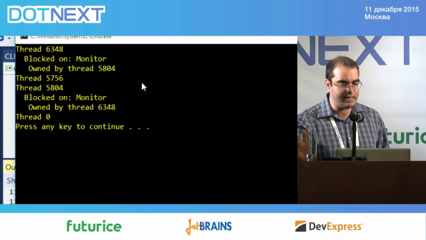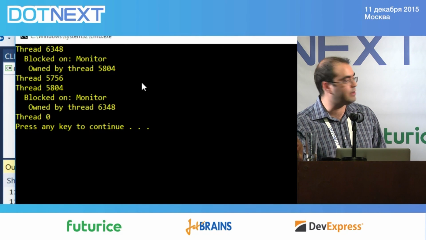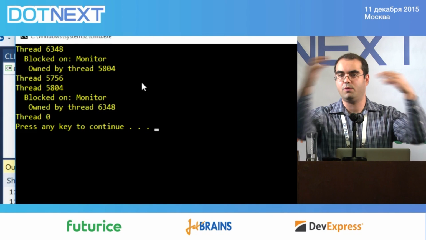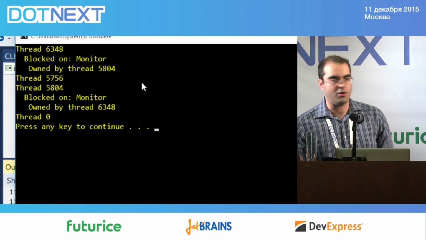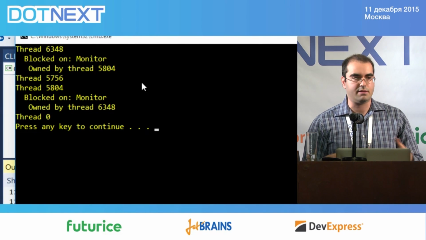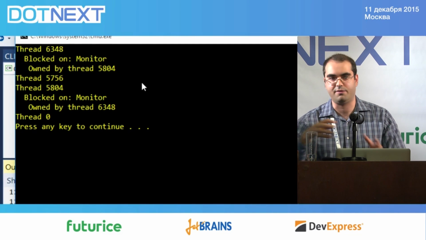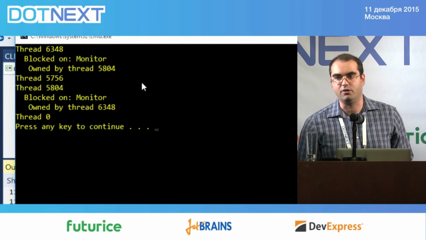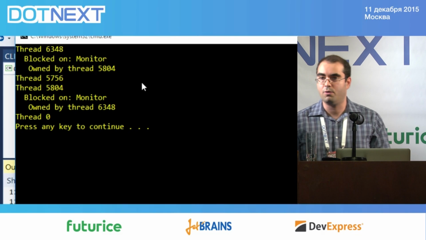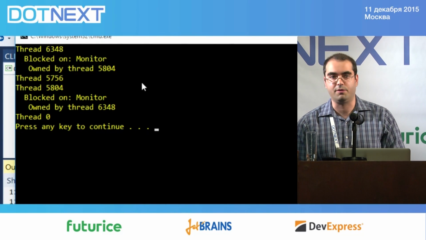So we have thread 63448 blocked on a monitor, which is a lock, owned by thread 5804. And that thread 5804 is waiting for a lock, which is owned by thread 6348. So these two threads are waiting for each other. Of course, if you have a bigger loop, a bigger chain of waits, you will need some more sophisticated analysis. You would have to travel along this list of waiting objects, but you can build wait relationship graphs like that. You can determine what your threads are waiting for and get ownership information as well.